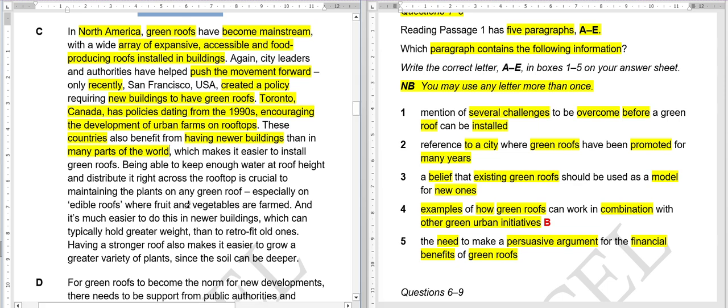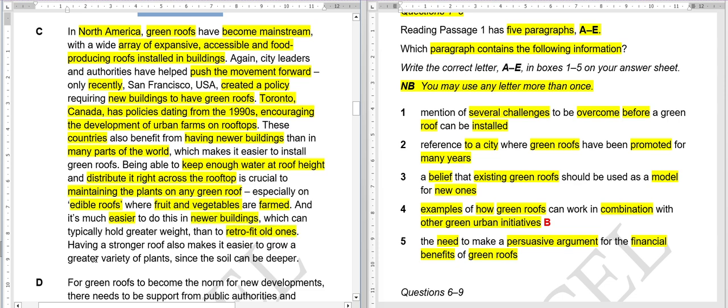Being able to keep enough water at roof height and distribute it right across the rooftop is crucial to maintaining the plants on any green roof, especially on edible roofs where fruits and vegetables are farmed. So the basic challenge is we have to keep enough water at roof height and distribute it across the roof so that we can give it to the plants, especially on the edible roofs where we are farming vegetables and fruit. And it's much easier to do this in newer buildings, which can typically hold greater weight, than to retrofit old ones. So obviously it's easier to do on new buildings than old buildings.